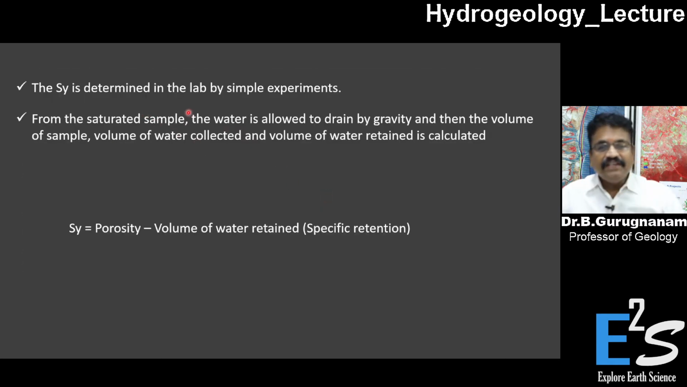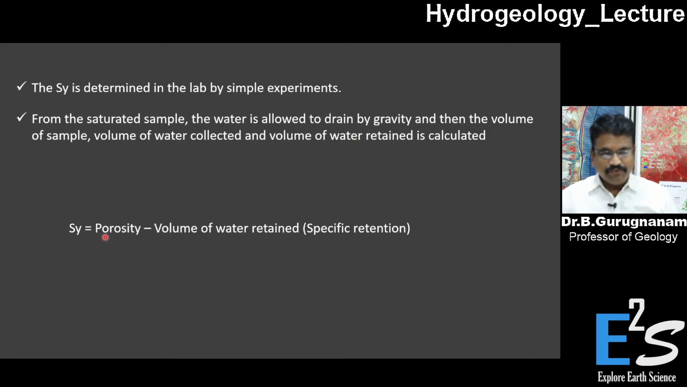The specific yield is determined in the lab by simple experiments. As I said, you can take the samples, allow the water to pass from the top, allow the water to drain by its own gravity, and then assess the volume of the sample and the volume of water collected, and then you will be able to assess the amount of water retained. So normally this is how it is calculated.